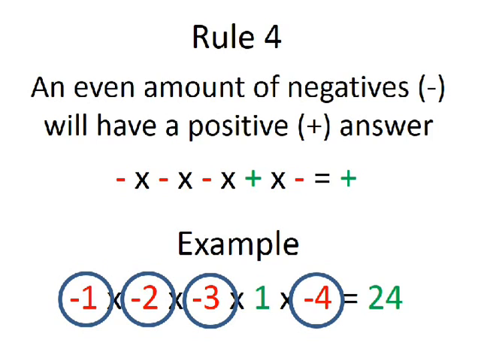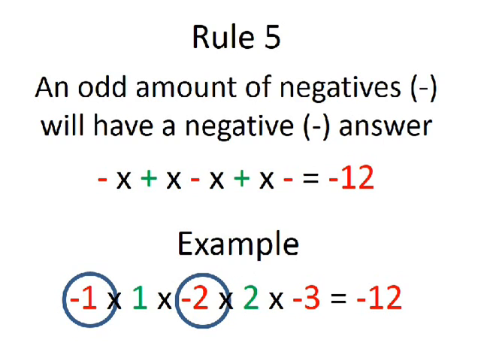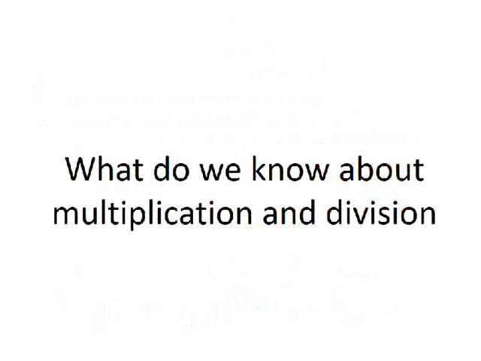And since we know the answer is going to be positive, we just turn the sign to a positive number. Next one, any odd amount of negatives will have a negative answer. So we have negative times a positive times a negative times a positive times a negative. The answer is going to be negative 12. In a second you're going to see the problems pop up, and we're going to start circling them. So we have 1 negative, 2 negatives, 3 negatives. Remember, odd numbers are anything that ends in 1, 3, 5, 7, 9. So 3 is an odd number. If we multiply all this together, it's going to be 12, and we know it's negative because the count is odd.